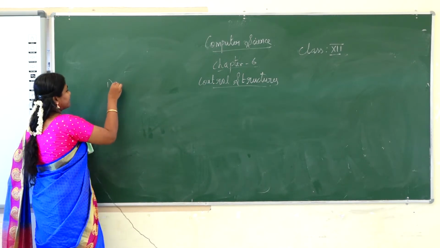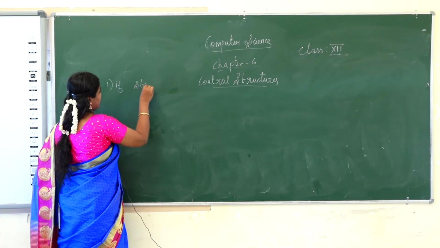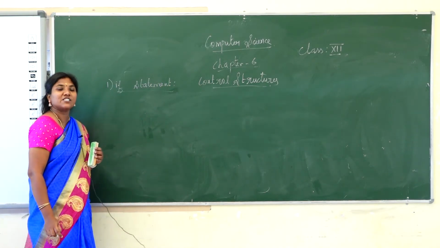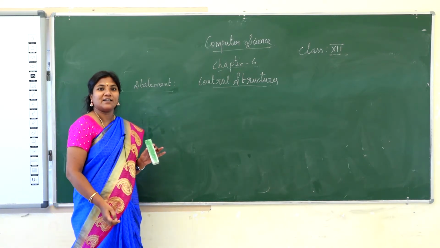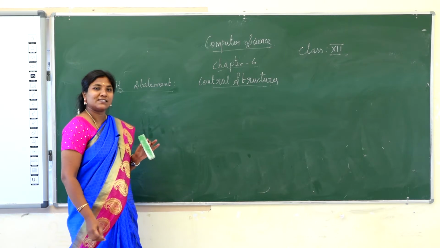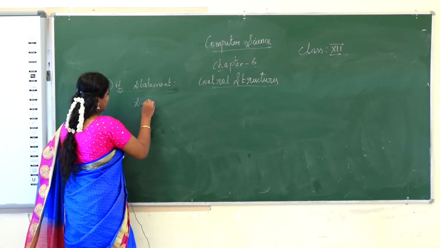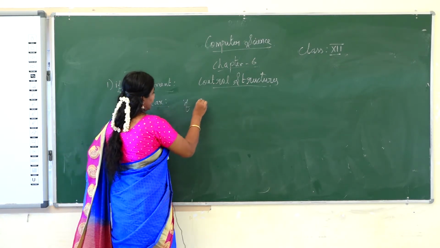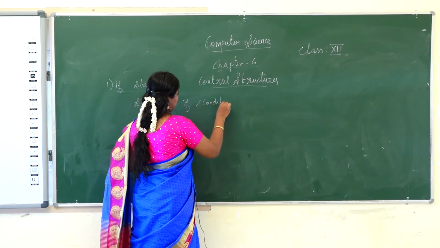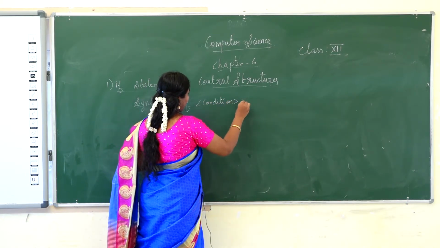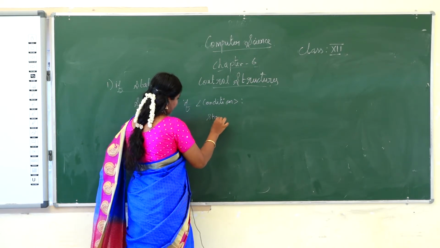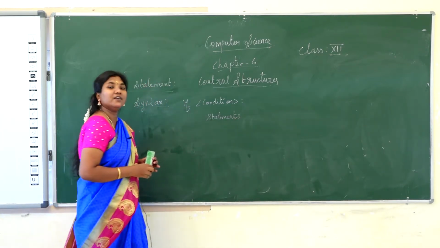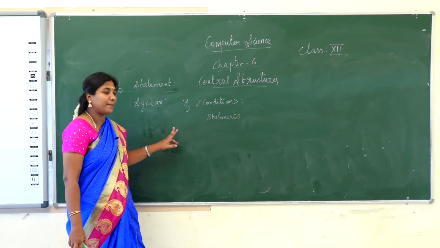So the first one, if statement. This is the simplest form of branching statement. So what is the syntax for this? The syntax, or the general format: if, condition, and then a colon, and then statements. Okay, so this is the syntax for the if statement in Python programming.